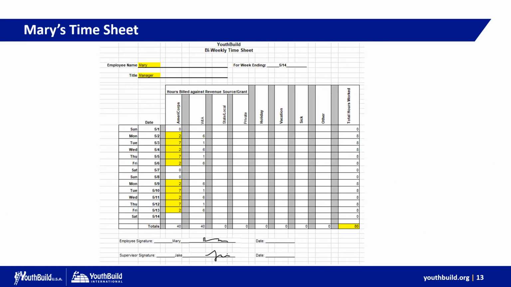Mary works a total of 80 hours over a 2-week period. Notice that on Monday, Wednesday, and Friday, she works 2 hours on AmeriCorps. On Tuesday and Thursday, she works 7 hours on AmeriCorps. When she fills out her timesheet, she is careful to record these hours under the AmeriCorps column. Her other hours were spent on the WIA grant and are not being used as match.